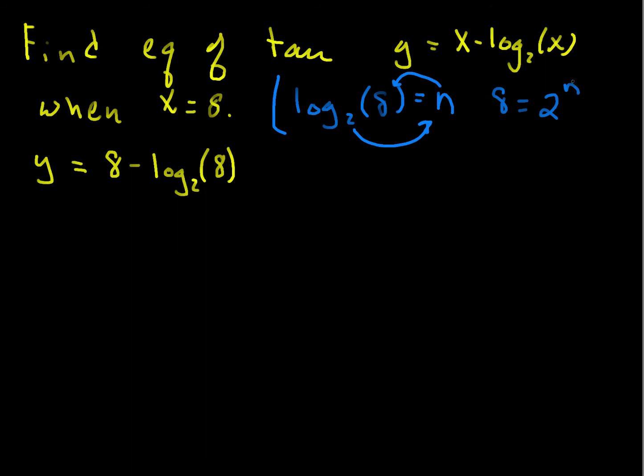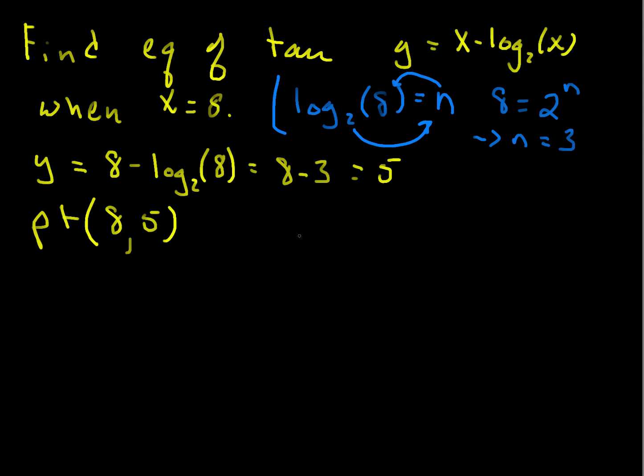Well, 2 to the third power, right? 2 times 2 times 2 is 8. So this tells me that n is 3, because that's the only number I raise 2 to. When I raise 2 to the third power, I get 8. So log base 2 of 8 is 3. So this is equal to 8 minus 3, which is 5. So our point is going to be the point (8, 5).